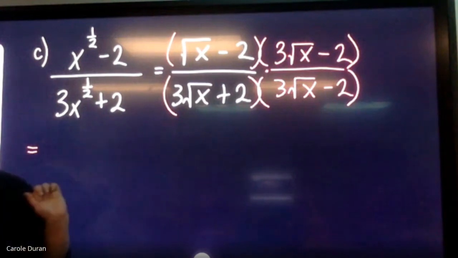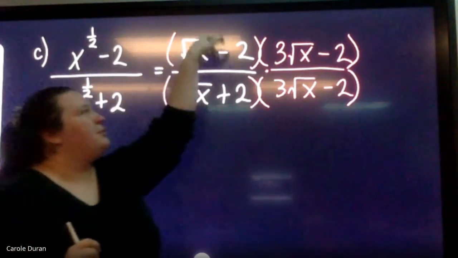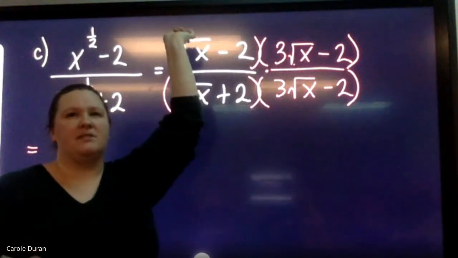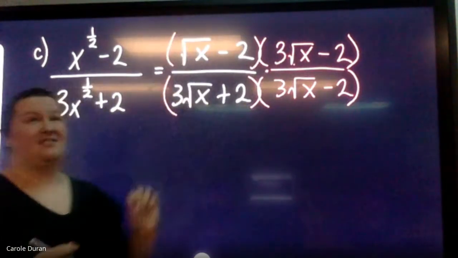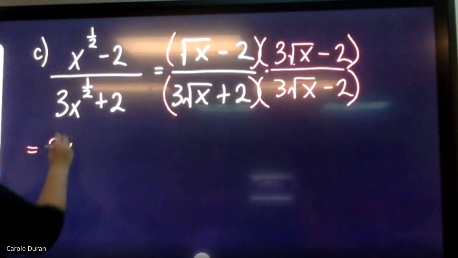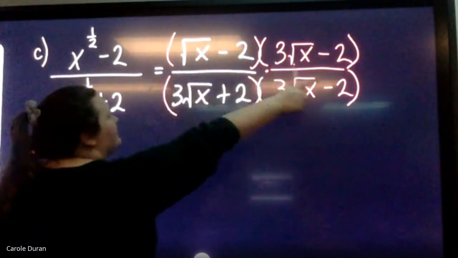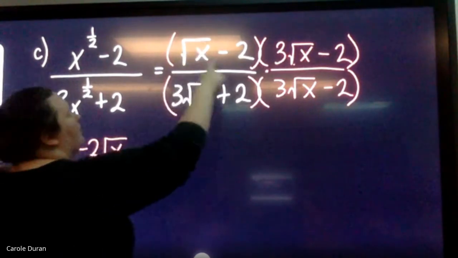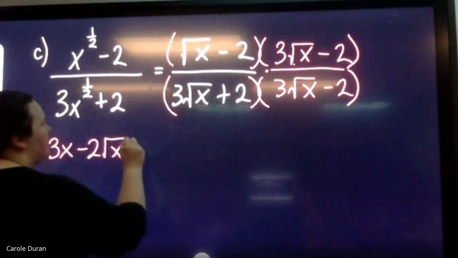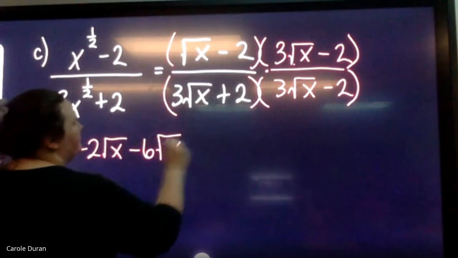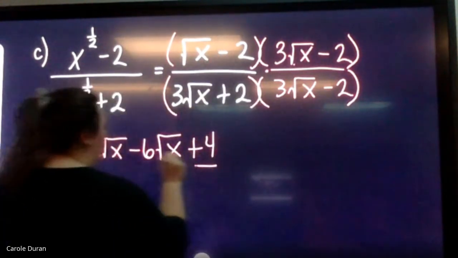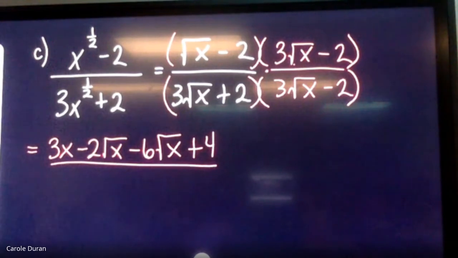As I'm foiling this, I have 3 times the square root of x times the square root of x. What do you think that becomes? 3x, because the square roots cancel. Square root of x times -2 is -2 root x. -2 times 3 root x is -6 root x. -2 and -2 is +4. And that was just my numerator.